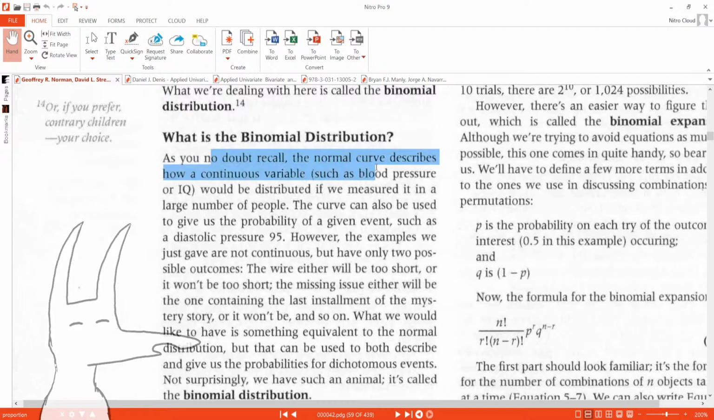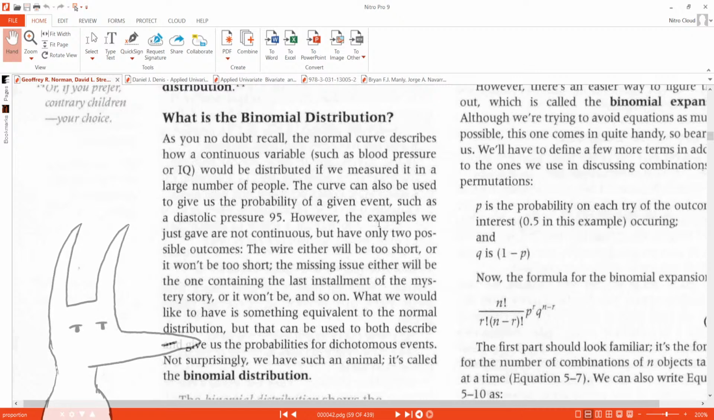As you know, the called normal curve describes how a continuous variable, such as blood pressure, or IQ would be distributed if we measured it in a large number of people. The curve can also be used to give us the probability of a given event, such as the diastolic pressure 95.